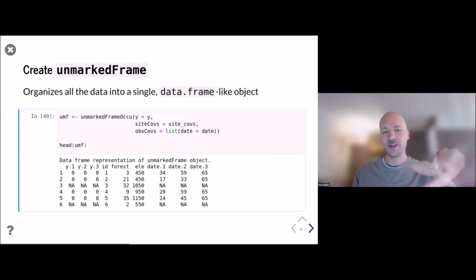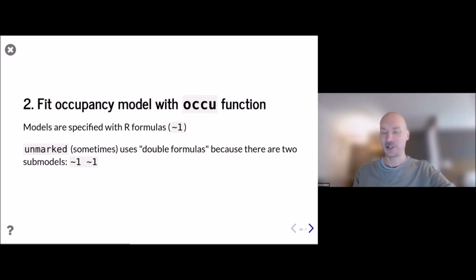So with the data organized, we can now actually fit a model. And unmarked uses our formulas to define the model structure, much like if you've used the LM function for basic linear regressions, or the GLM function for generalized linear modeling, or the LME4 or GLMM-TMB package for mixed modeling, and many, many other R packages that use our formulas. This should be familiar to you.